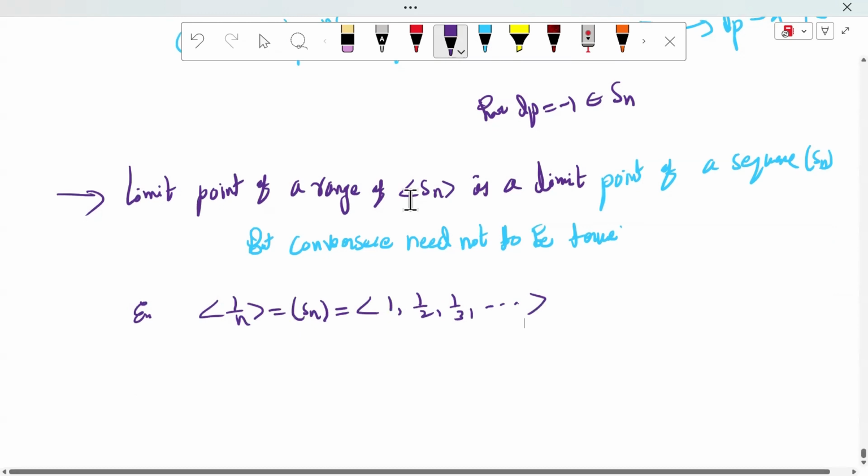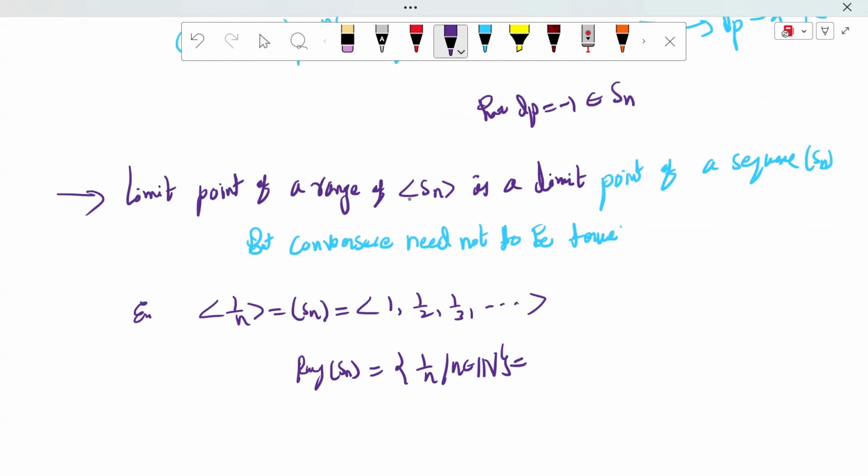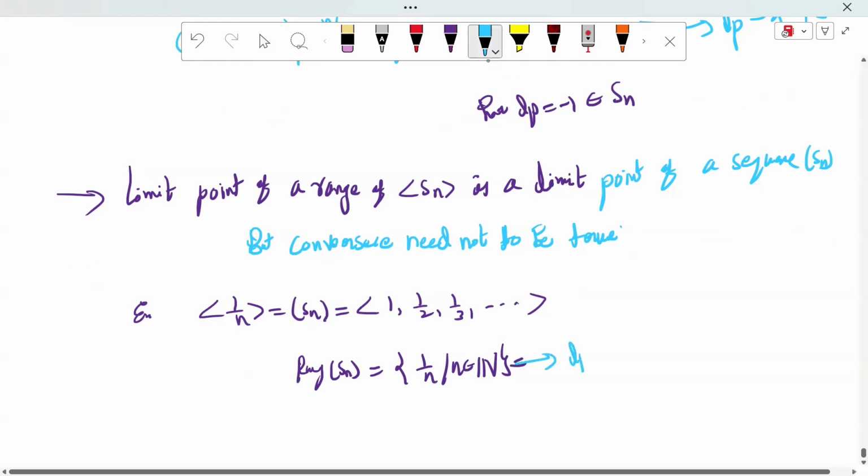Here, what is the range of the sequence Sn, sir? The range of the sequence Sn equals 1 by n, where n belongs to the natural numbers. We know that it is nothing but the range of the sequence. Here the limit point of the range of the sequence is the same, sir.